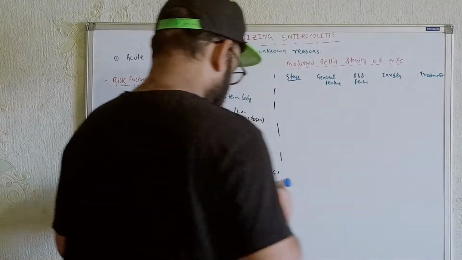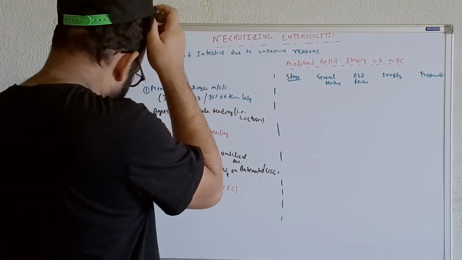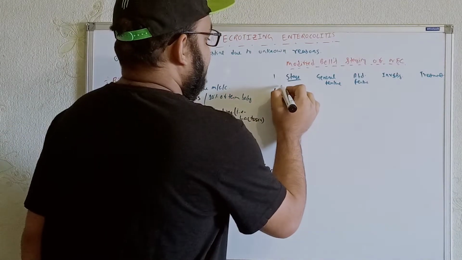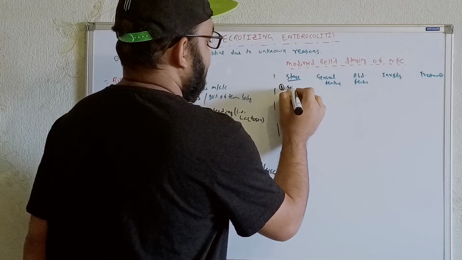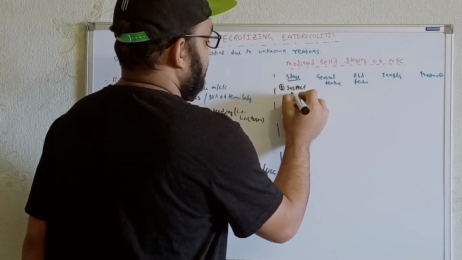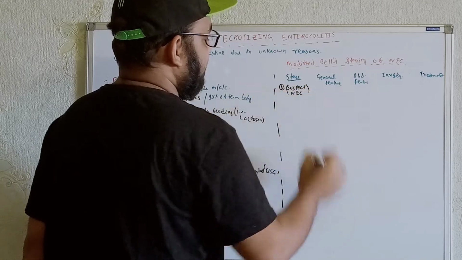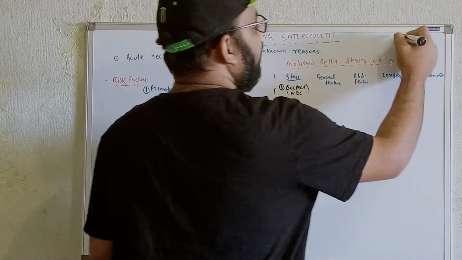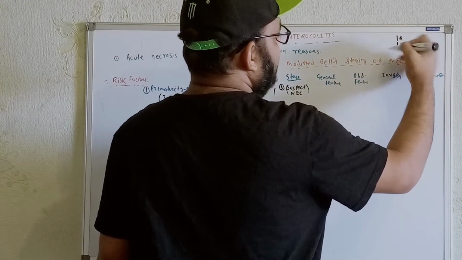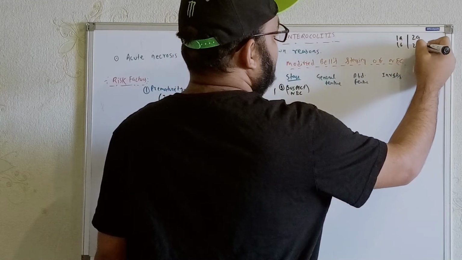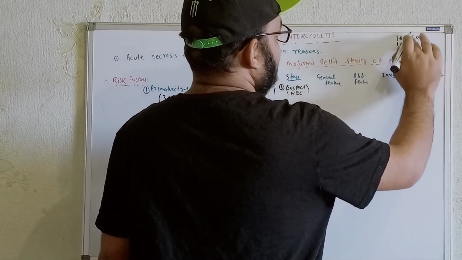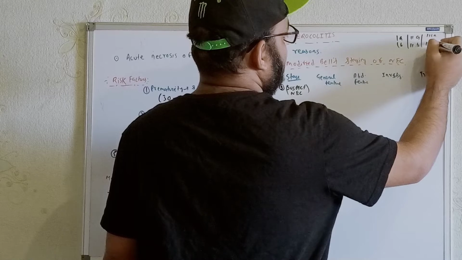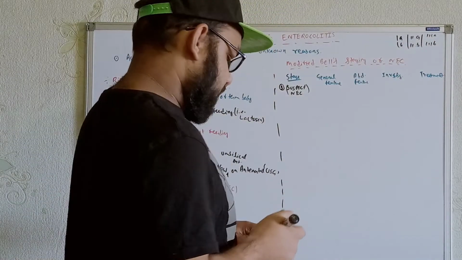Okay. At first we will talk about the first stage, that is known as suspect NEC, suspected necrotizing enterocolitis. In this case we have stages 1, 2, 3, and also 1A, 1B, 2A, 2B, 3A, 3B. You can write them in Roman numerals as well. We'll talk about all these things together.